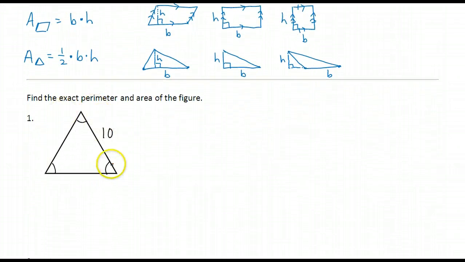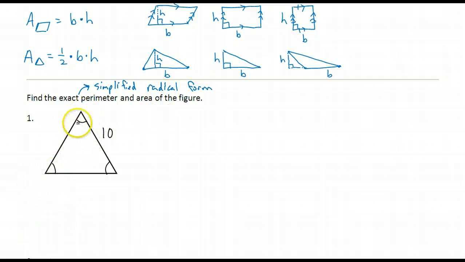In problem number 1, we need to find the exact perimeter and area of the figure. The exact answer will be in simplified radical form. That means all of our square roots have been simplified, all of our fractions are in lowest terms.